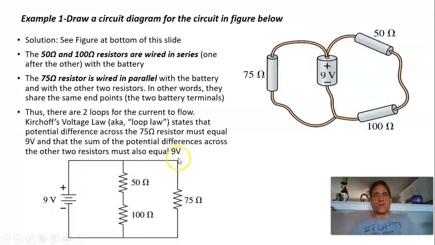The second loop, which is in parallel, involves the plus 9-volt terminal getting connected by a wire to the 75 ohm. And so if you go through here, it's connected to the top terminal there, and then the other terminal of the 75, the other lead, getting connected to negative 9 volts. Okay, and so now we have drawn a circuit diagram which corresponds to this circuit right here.